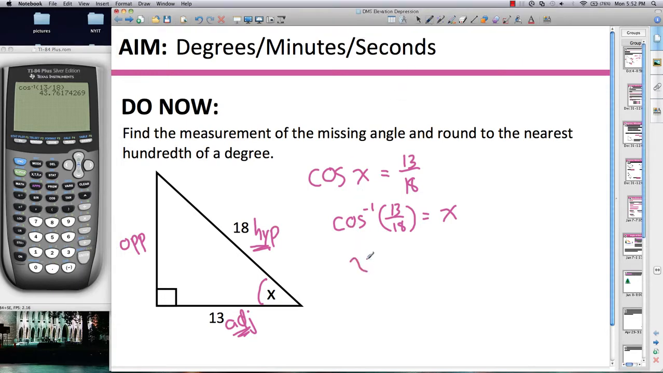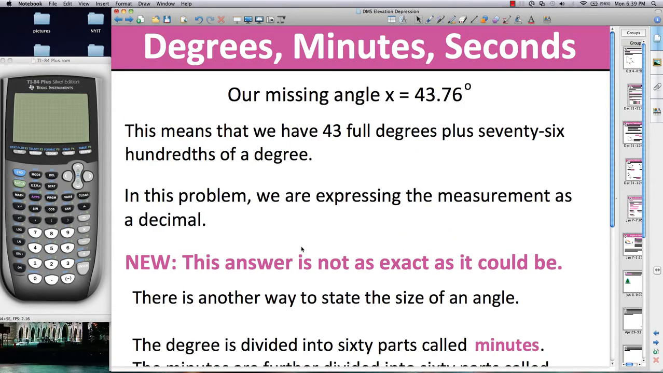So x equals 43 and 76 hundredths degrees. So our answer was 43 and 76 hundredths of a degree. That means we have 43 full degrees and 76 hundredths of a degree. In this problem, we're expressing the answer as a decimal, but this is not as exact as it could be. We could express our answer in what is called degrees, minutes, seconds.